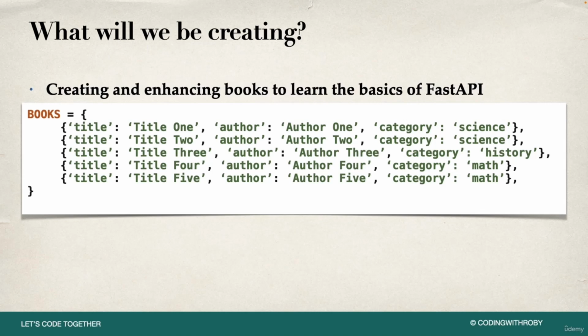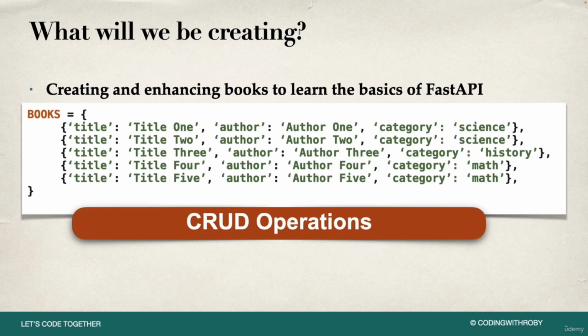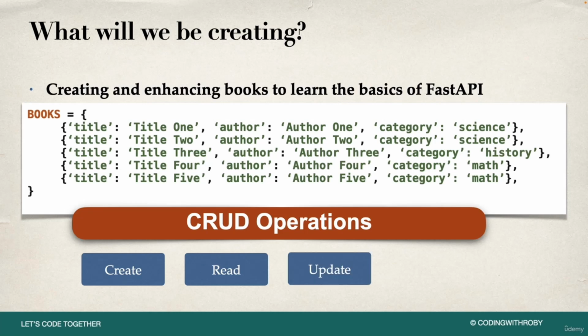Now, regarding these books, we are going to be using the CRUD operations. And CRUD stands for create, read, update, and delete. So essentially, we're going to be creating new books to go on this list. We're going to be able to get and read all of these books. We're going to be able to enhance or update specific books and be able to delete books from this list.